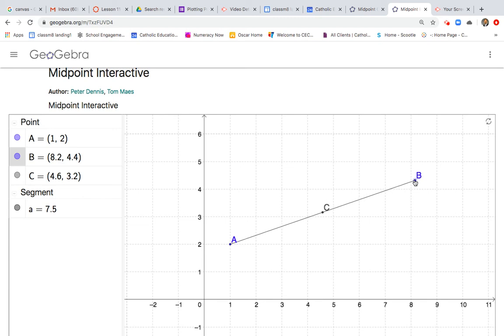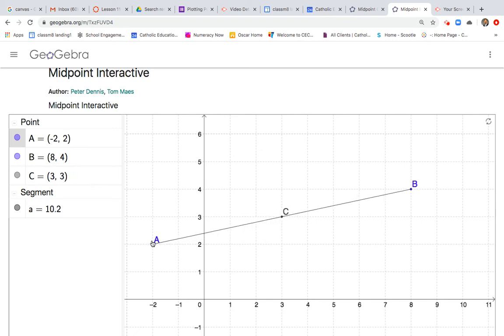We can move it around a bit just to make it a bit more difficult, perhaps. There you go. So again, what's right in between? It goes from 1 to 8. 1 plus 8 is 9, divided by 2 is 4.5. 2 plus 4 is 6, divided by 2 is 3. And it's going up here from 2 to 4, so halfway is 3. Here it's going from 1 to 8, halfway is 4.5. So really, we're just adding the x's together and dividing by 2, adding the y's together and dividing by 2. And it doesn't matter if one of them is a negative number.